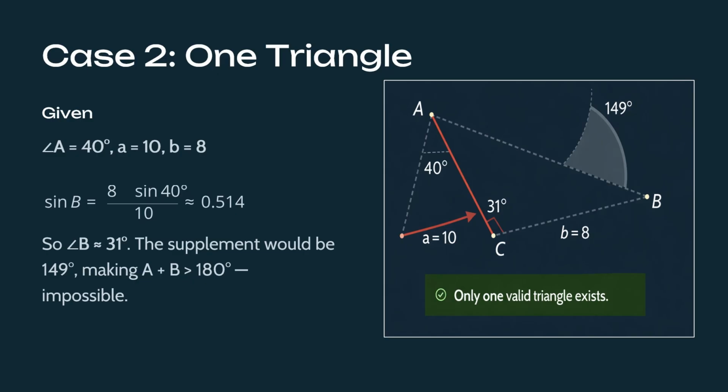Think of it like a door hinge. You can swing the door one way and it fits perfectly. That's the valid triangle. But if you try to swing it the other way, it goes too far and breaks the rules. That's why only one triangle exists here.